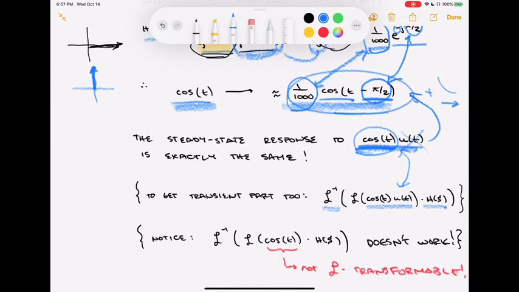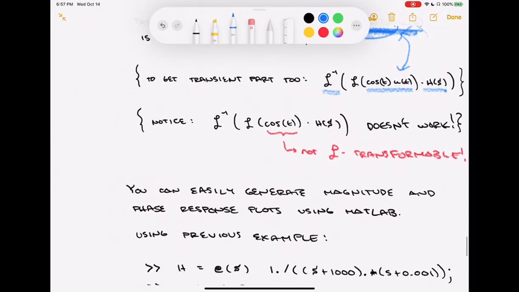So if you waited long enough, those terms would no longer be important and you'd just be left with this. I would make the comment that you cannot take this approach of taking the Laplace transform of an everlasting cosine times H of s and inverse transforming it to figure out the response to an everlasting exponential. Why not? Because cosine, something that goes on forever, is not Laplace transformable. It has no region of convergence.